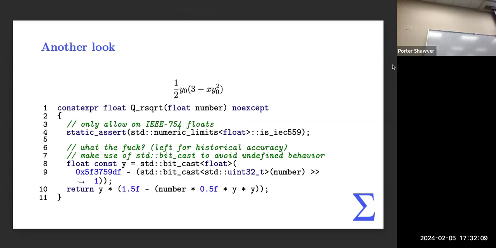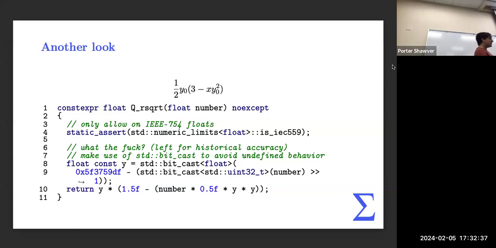So this is that code again. This is what's going on here, right? They've distributed the 1/2, but it doesn't really matter. You've got 1.5 minus the number times 0.5 times y squared. That 3 times 1/2 is 1.5, minus 0.5 times x y squared, right? Same thing. And then all that times y0, which is our initial guess.